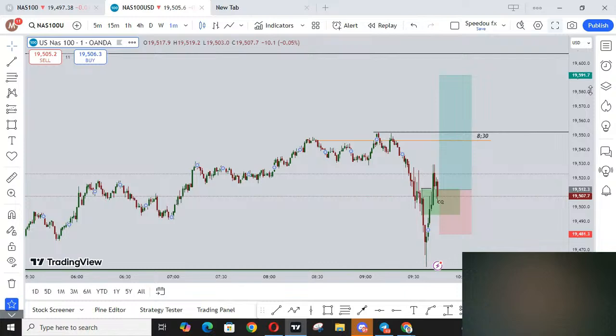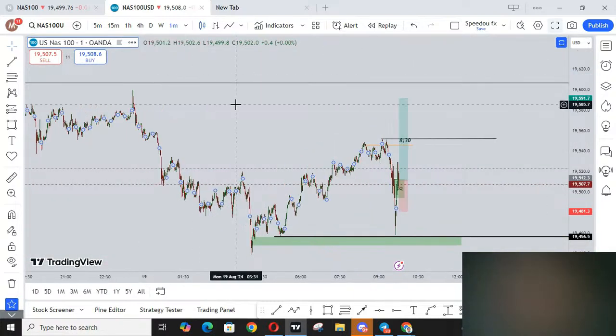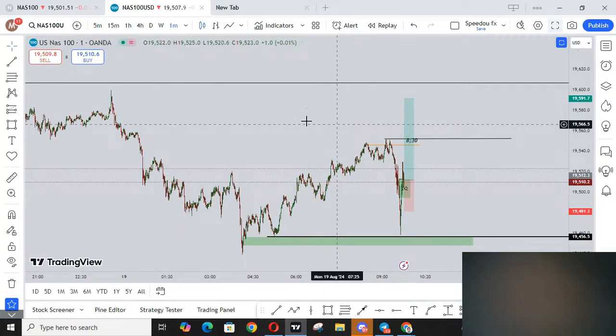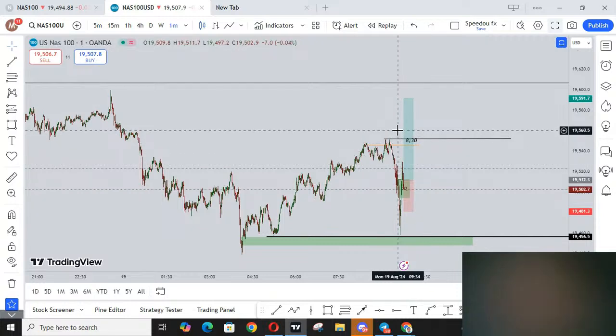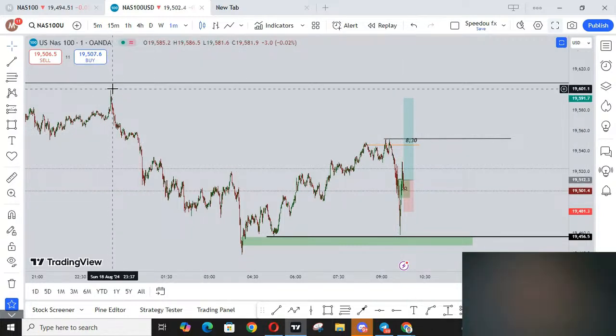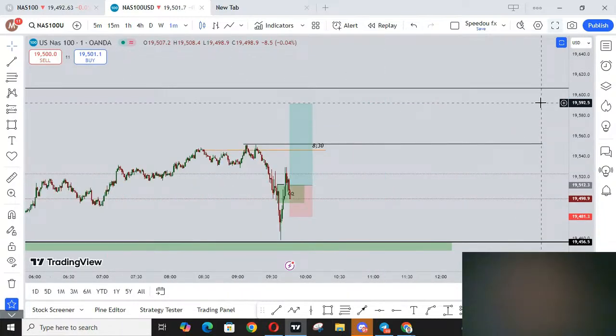Wancan wani level ne a ina ga daily key level ne wannan. You see we have this high. So depending on yadda na ga movement na kasuwa, if we see additional confluence, if the market is moving towards our direction, then definitely zan iya extending take profit ina ya zo nan. But we only have to see how the market reacts.